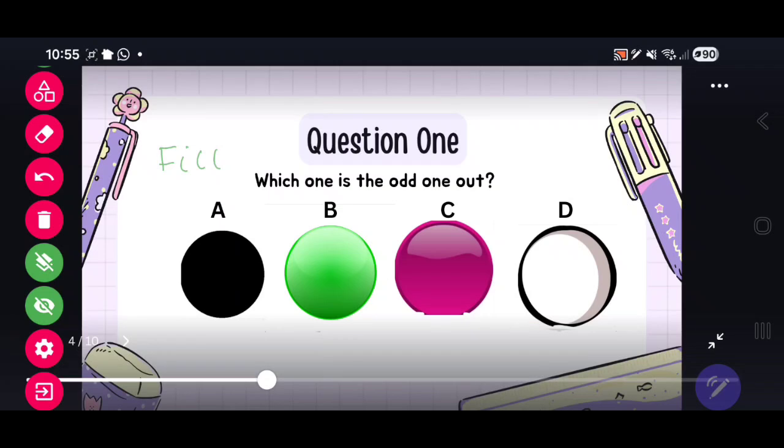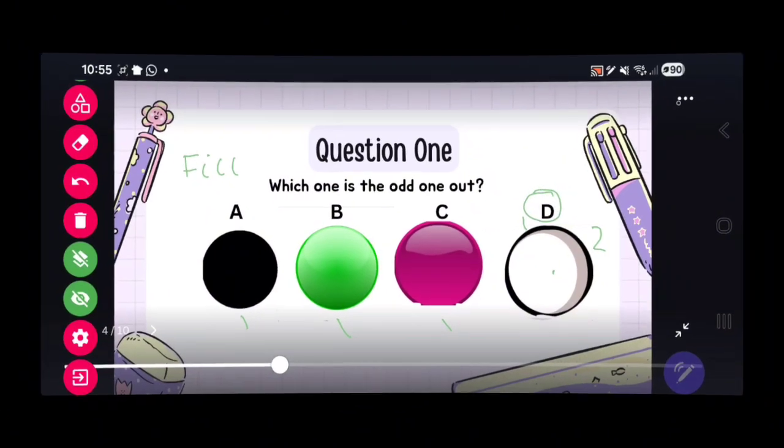Now we can all see that this is a black fill, a green fill, this is a pink fill, but we can see here that this has some black here and some white here. So that does mean that this has 2 colors, while each and every one of these has 1 color, which means that D would be our odd one out.